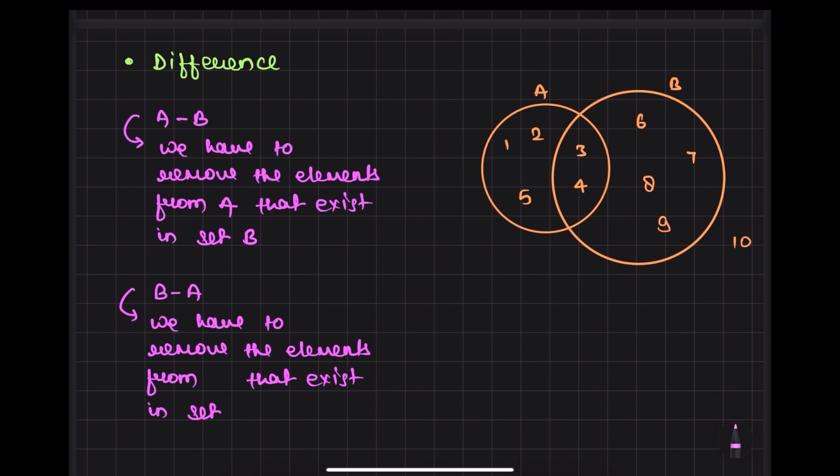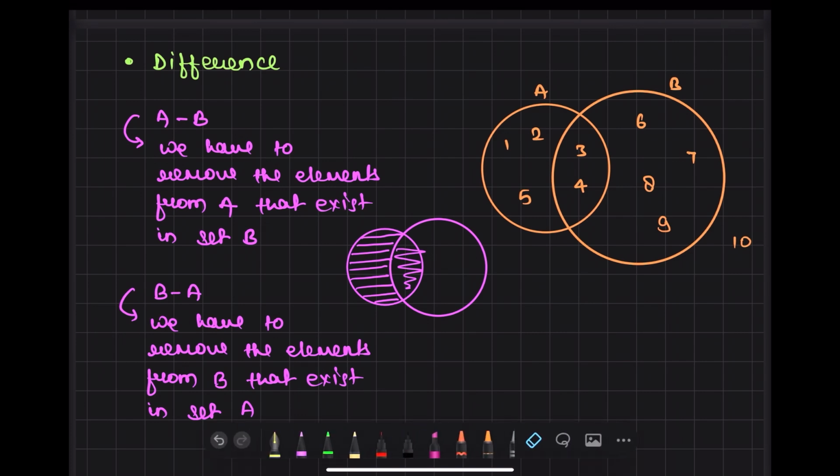We have to remove elements from set B that exist in set A. Now be super slow. If you will observe A minus B, then look at your point of observation. If this is your Venn diagram, A minus B means you have to remove the elements from set A that exist in set B. So this is the element which exists in set B.